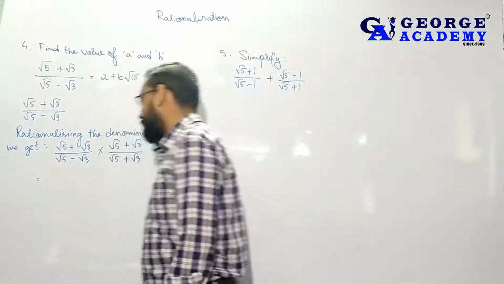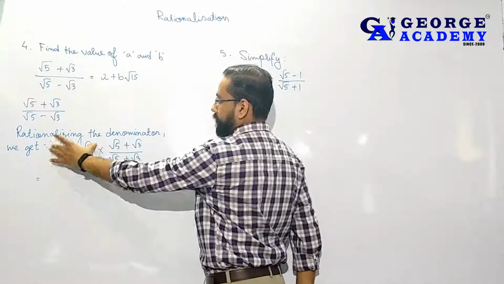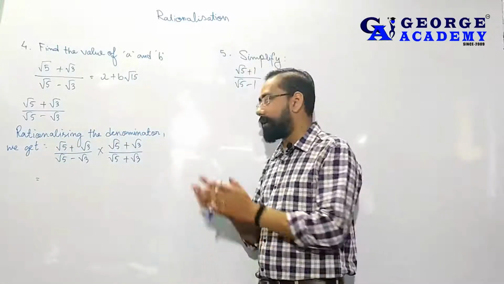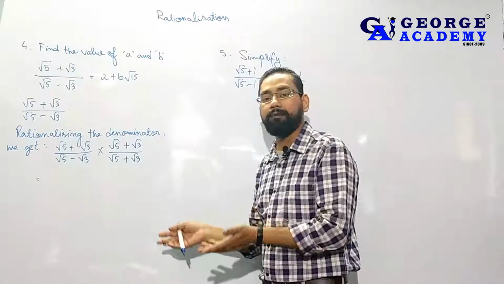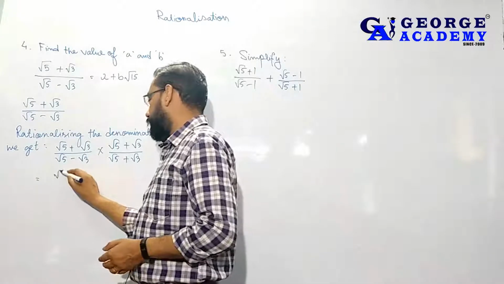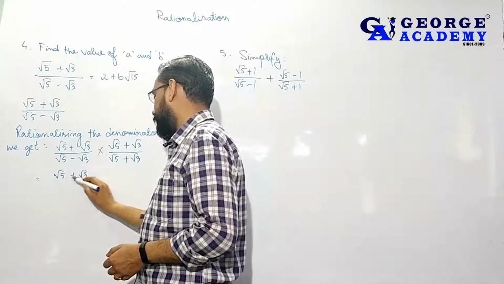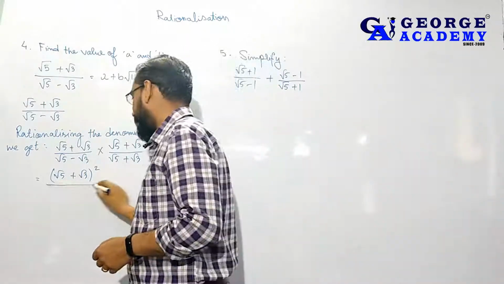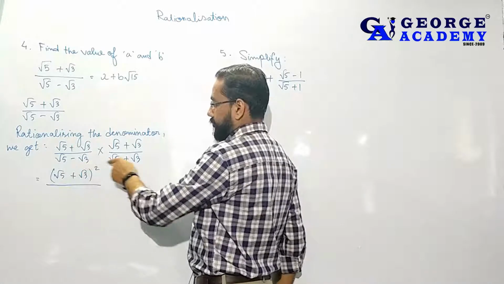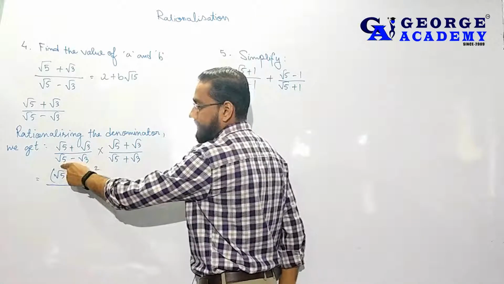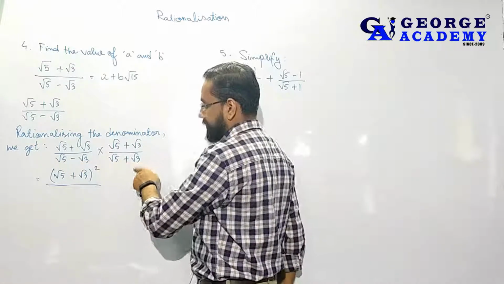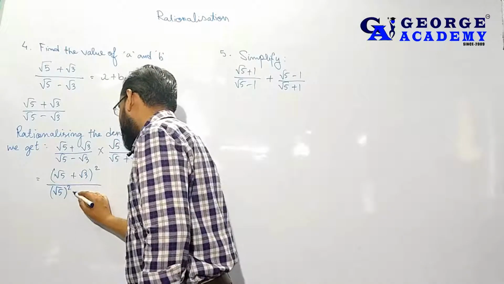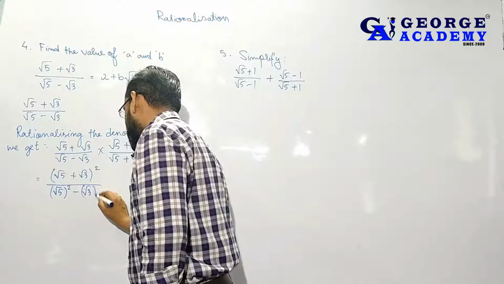When we are multiplying like this, we are seeing that these two terms and these two terms are same and the signs are also same. Again, we are multiplying two same numbers, that means it will become whole square. So (root 5 plus root 3) into (root 5 plus root 3) is (root 5 plus root 3) whole square, by (root 5 minus root 3) (root 5 plus root 3). That means we can apply the (a minus b) into (a plus b) formula, which will be root 5 square, that means a square, minus b square, root 3 square.